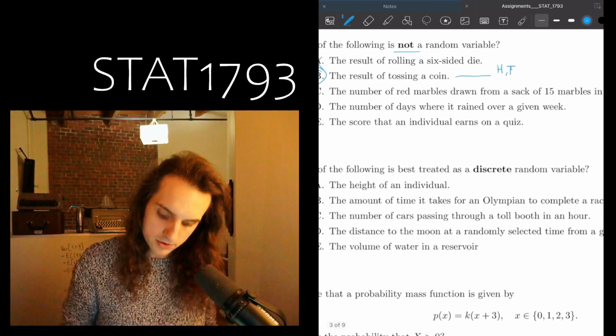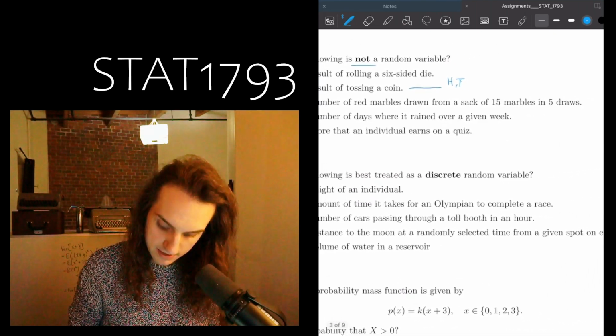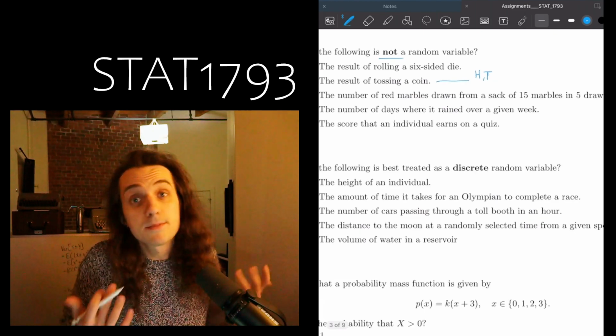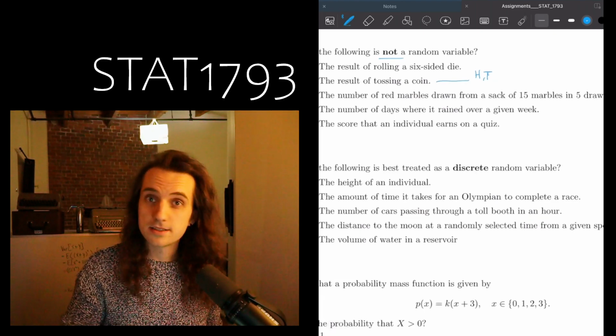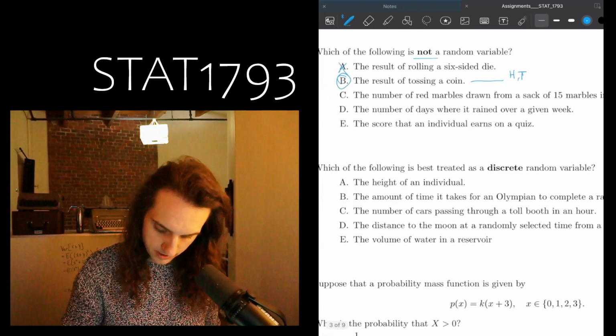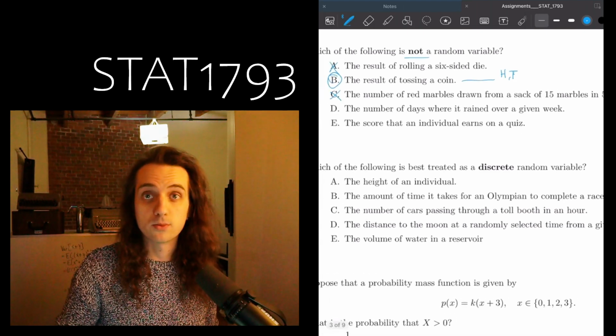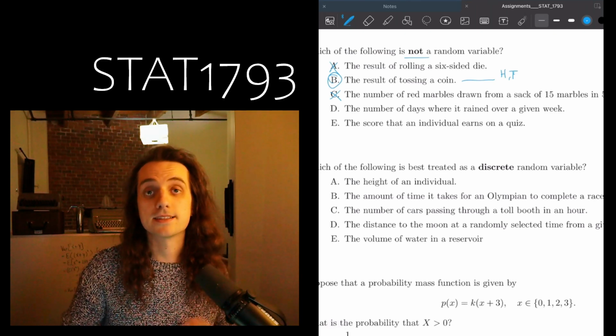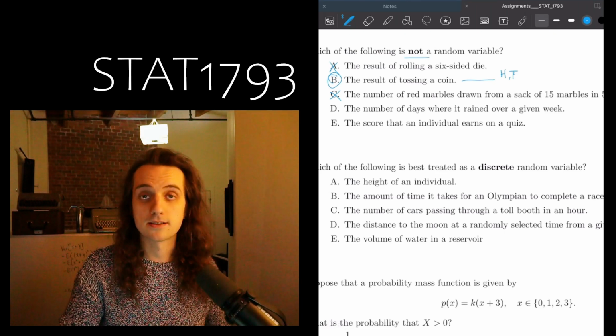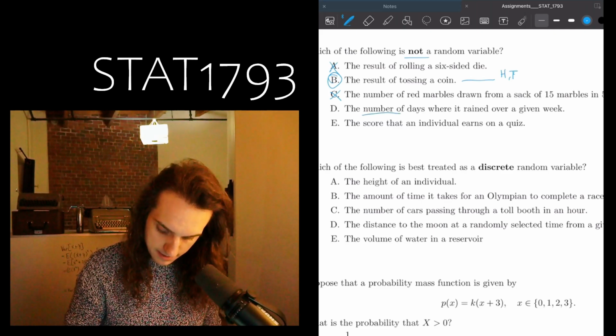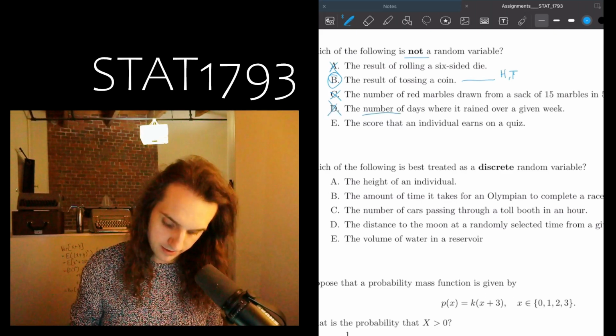The number of red marbles drawn from a sack of 15 marbles in 5 draws, right? So that's going to be counting up some number of them. That's describing an experiment, right? So this is a random variable. The number of days where it has rained over a given week, well, we could think about observing the days and the weather on those days as the statistical experiment here. And again, we're counting up the number of something, right? So that's not going to be the right answer.